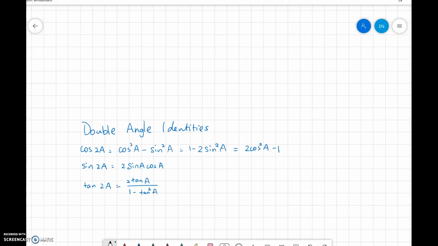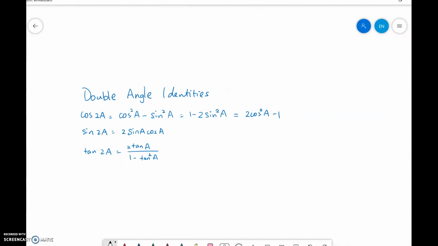So really quickly, for the double angle identities, we have 5 formulas. I'm going to label them while I'm talking about them. First, we have 3 formulas for the cosine. The first formula is cosine of 2a is equal to cosine squared of a minus sine squared of a. The second formula is 1 minus 2 times sine squared of a. The third one is 2 times cosine squared of a minus 1.